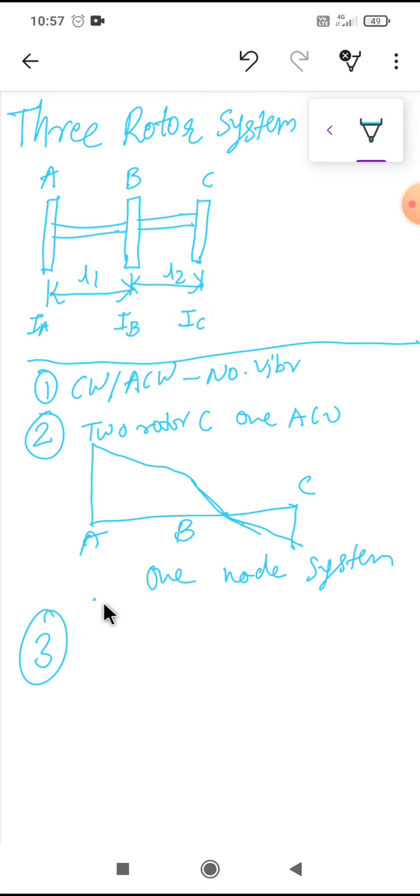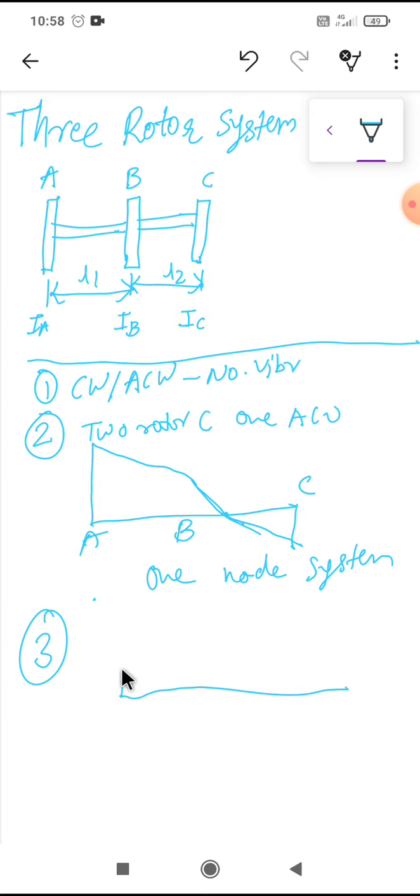Now the third case: the end rotors moving in the same direction and the middle rotor moving in the opposite direction, meaning this moving clockwise and this moving anti-clockwise, or vice versa. I'm not saying that these rotors are moving in different directions, but there is a phase difference. If one rotor has moved, then the other rotor is lagging behind due to some phase, and that phase difference will create the vibration. So if these two rotors are moving ahead, this rotor is lagging behind. So what will be the diagram?